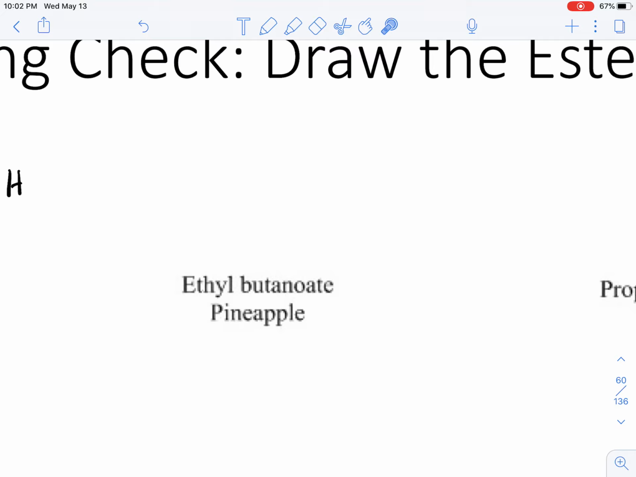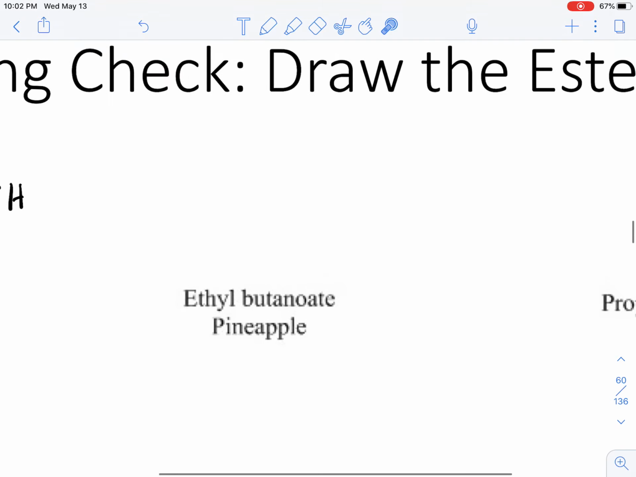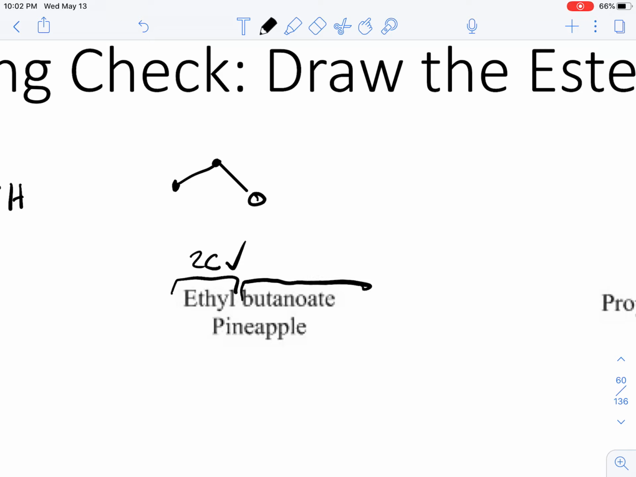The major component of pineapple that gives it its distinct smell is ethyl butanoate. Ethyl is our 2-carbon compound that's going to be connected to the ester oxygen. So this is 1, 2, connect that. Those are my carbons. Then I'm going to draw that ester oxygen, and that checks this off. Now I'm going to work with the butanoate.